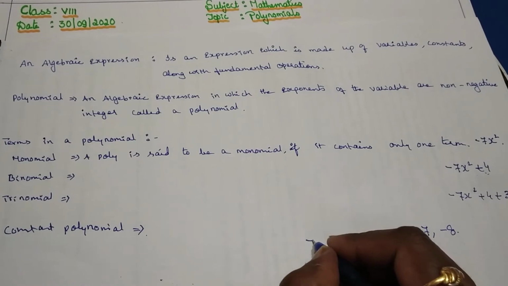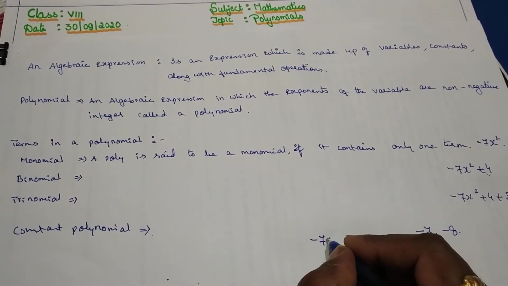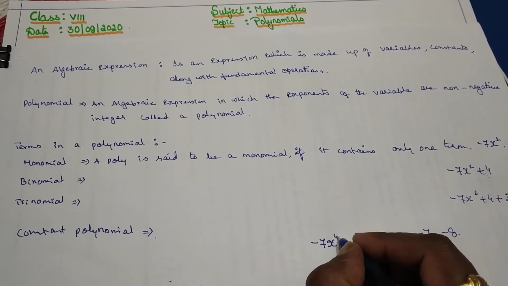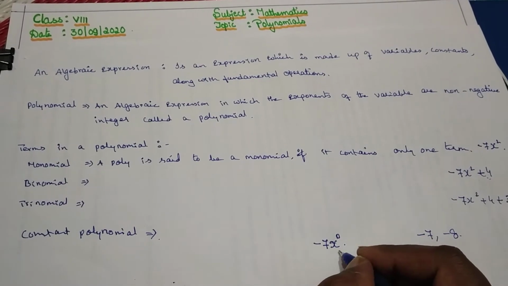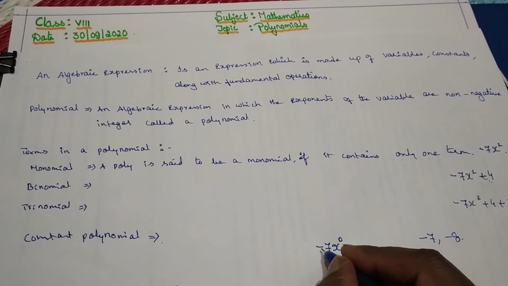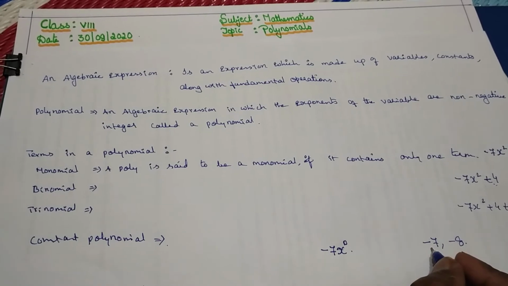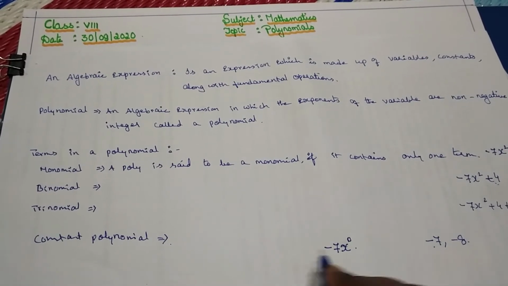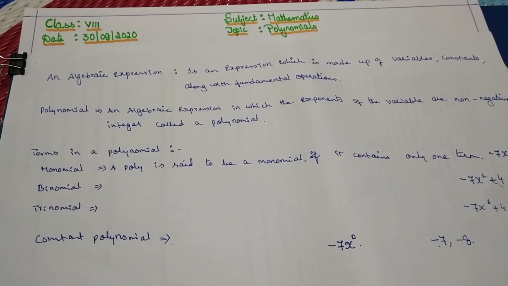Keep in mind, children, if it is a constant polynomial, side by side we can write x to the power of 0, because we know that a to the power of 0 is nothing but 1. Then minus 7 into 1 is nothing but minus 7 only. Therefore, such kind of examples are related to constant polynomial.